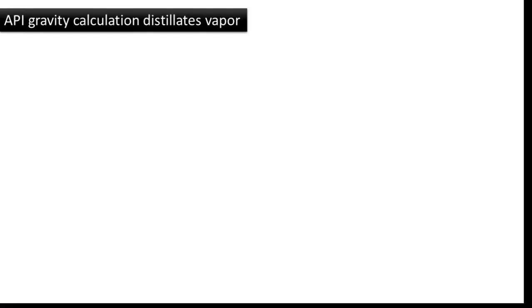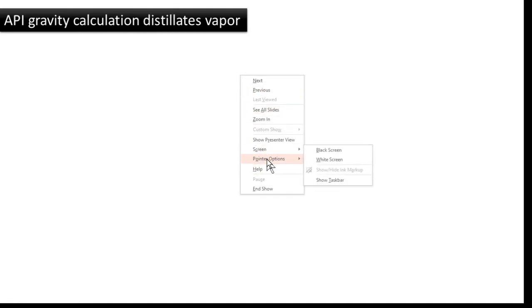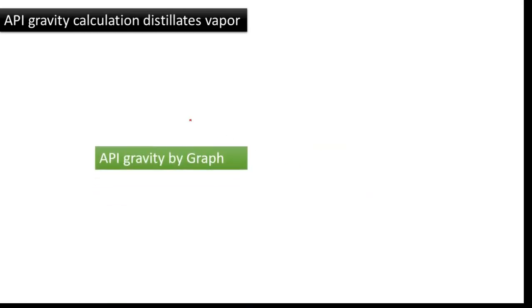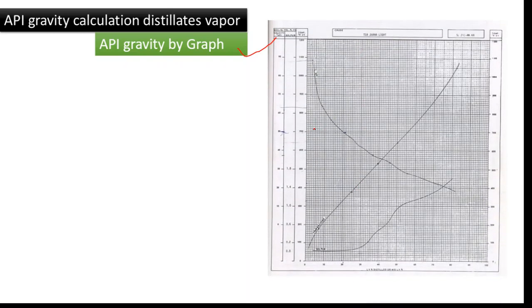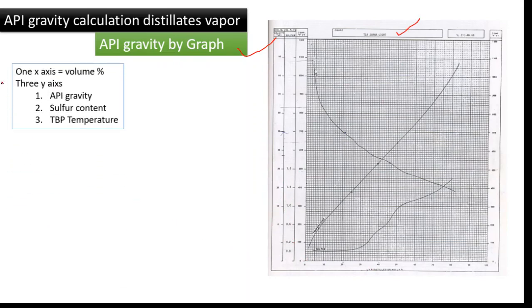So in this lecture we are going to discuss how to calculate the API gravity of the distillate vapors and for the residue. For the distillate vapors we can calculate the API gravity either by the graphical method. We have a graph, for example this is a graph used for the Tia Juana crude oil. In this we have 3 y-axes and 1 x-axis.